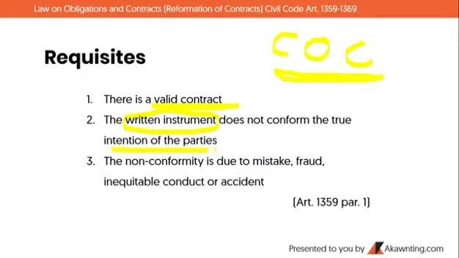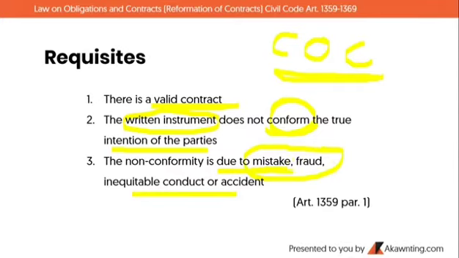Okay? So, number 3, the non-conformity, yung kung bakit hindi nag-conform yung written instrument sa totoong intention is due to fraud, mistake, or inequitable conduct or accident. So, yun yung mga pwedeng maging reason kung bakit hindi nag-conform. So, by the way, nabanggit din natin last time na yung, for example, yung mistake at fraud ay one of the vices of consent. At kapag merong presence ng vices of consent, anong nangyayari sa kontrata? Nagiging voidable contract po siya.